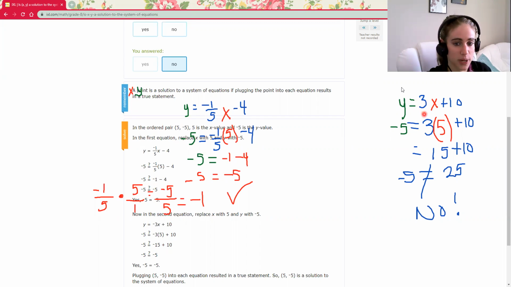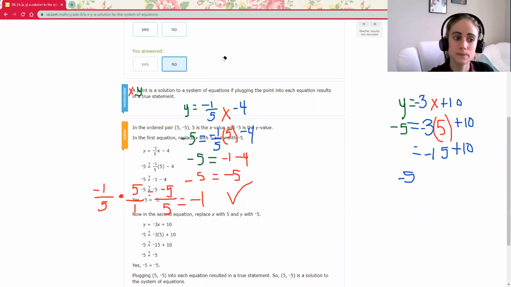All right, let's go ahead and correct my work here. There should have been, this should have been a negative 3, which means when we multiply negative 3 by 5, it's a negative 15. Therefore, negative 15 plus 10 is in fact a negative 5, and it does work for both.